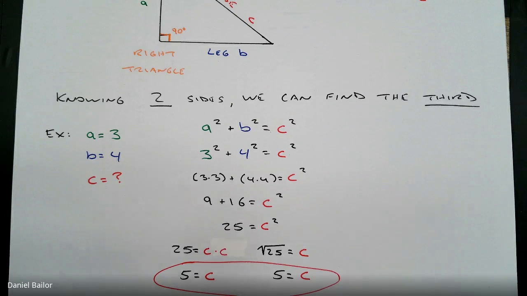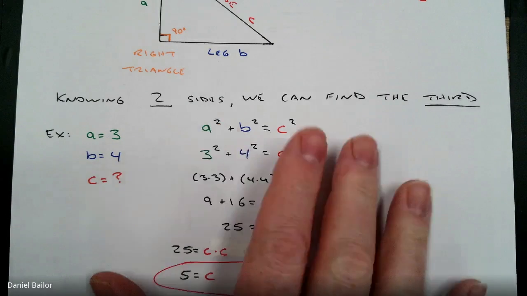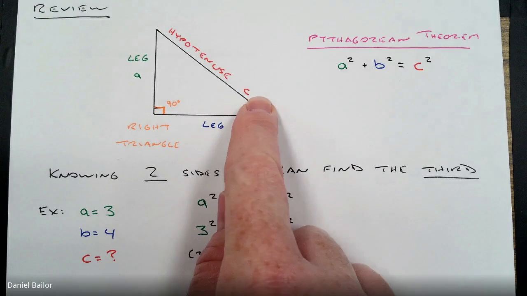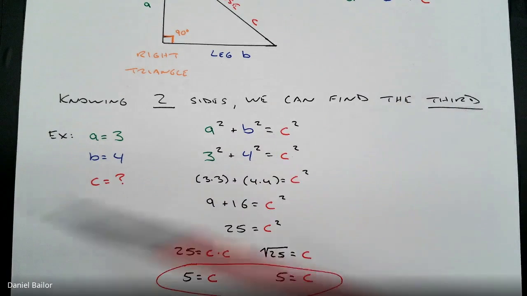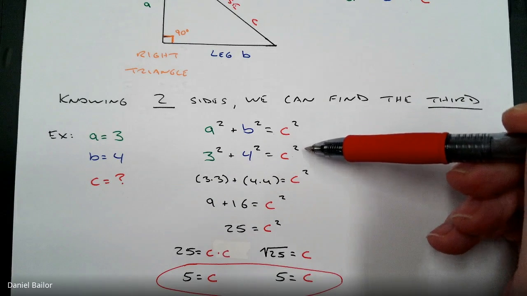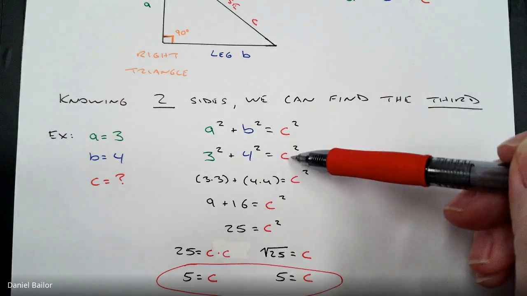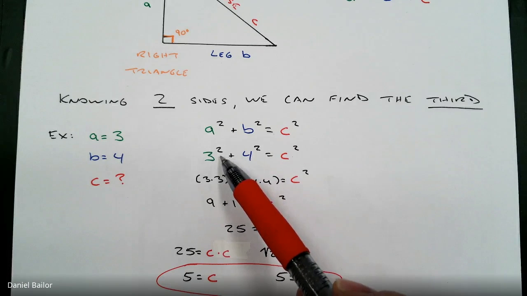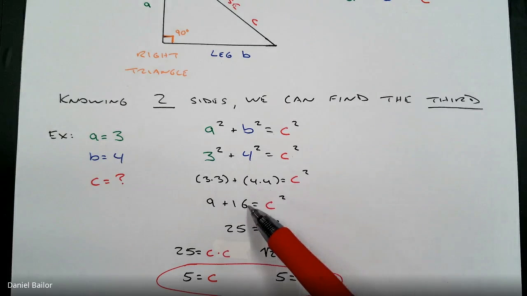For example, let's say leg A is 3, leg B is 4, and the hypotenuse C is not known. In our diagram, this is 3, this is 4, and this is still C, unknown. We take the Pythagorean theorem and substitute the numbers: we put 3 instead of A, 4 instead of B, and because C is unknown, we leave it alone. 3 squared, like we learned in module 1, is 3 times 3, which is 9. 4 squared is 4 times 4, which is 16. C squared does not change yet.